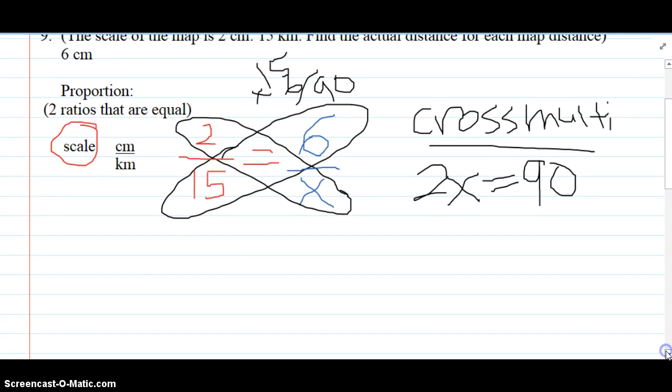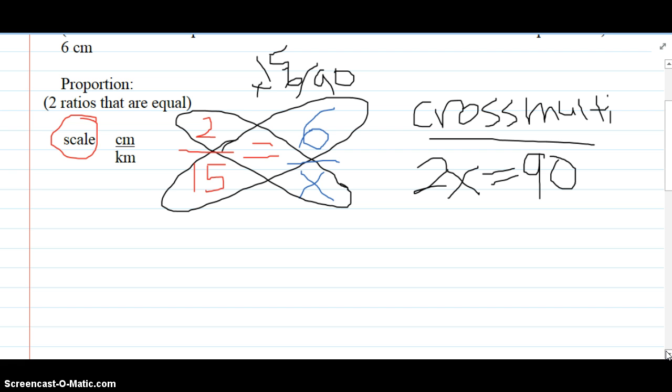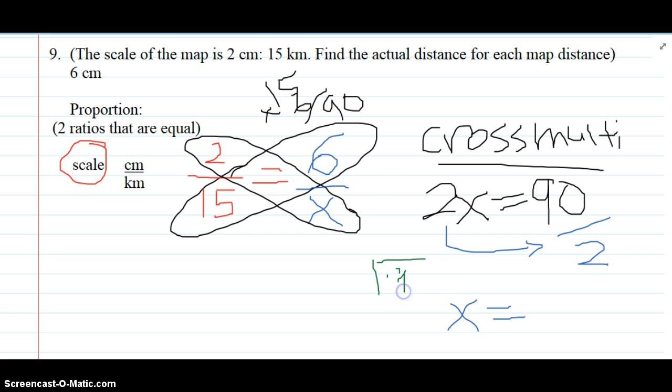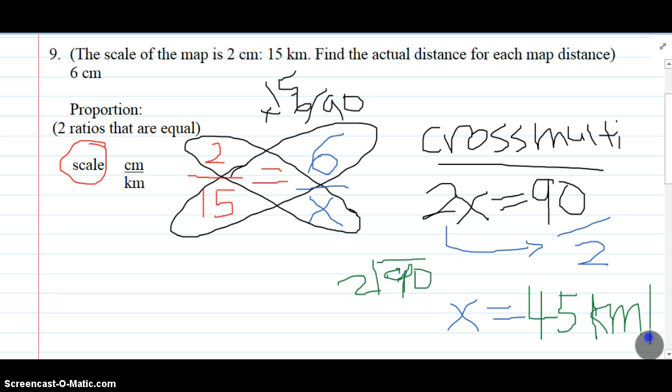Then what I'm going to do to find x is, because 2 times something is equal to 90, then to get x, I would have to divide the 90 by 2. So x is going to be 90 divided by 2, and the number on the top goes in the box. So 90 goes in the box, and 2 goes outside, giving me 45. So I have 45 kilometers is the distance. Now that's one way to solve the proportion.